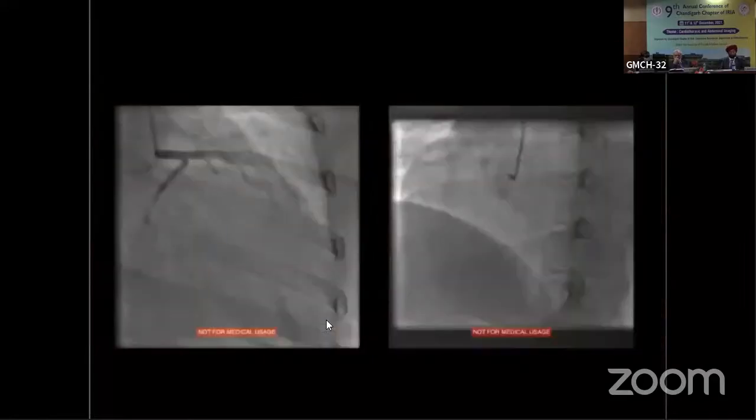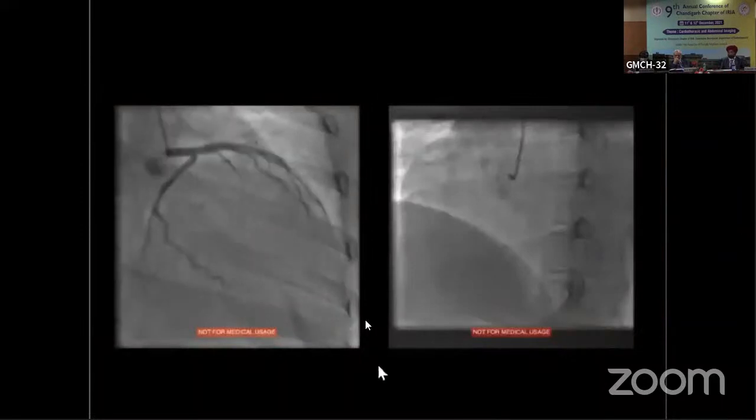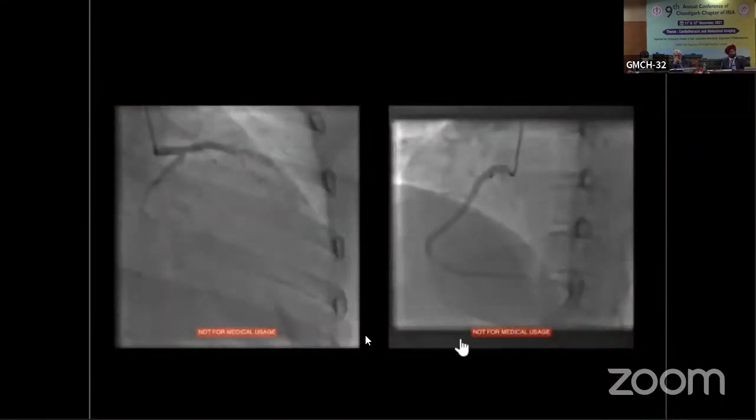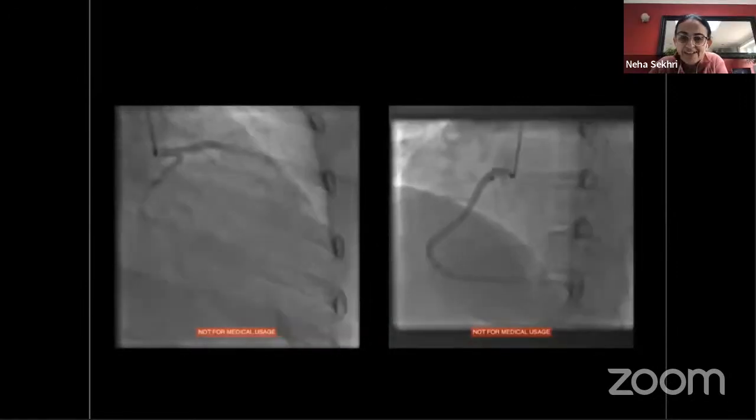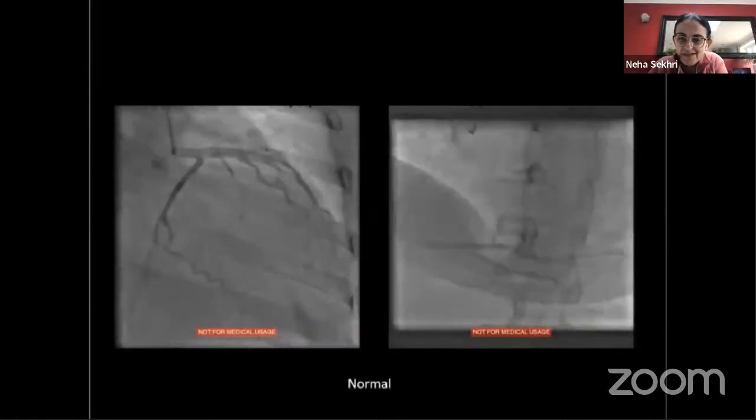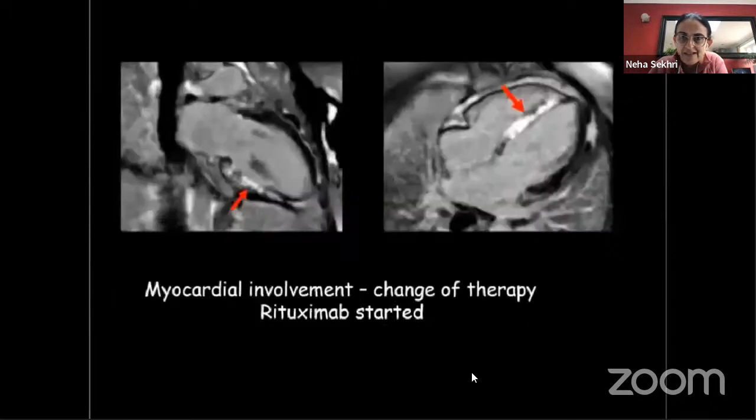Infarction, and she was rushed to the angio lab. The coronary angiogram surprisingly showed no coronary disease. I think this recording is halfway. It needs to start from the start. An MRI scan, and you can see that there is extensive MRI scanners.